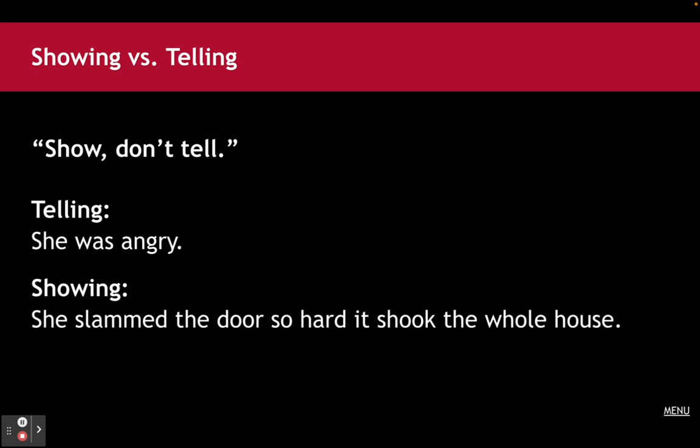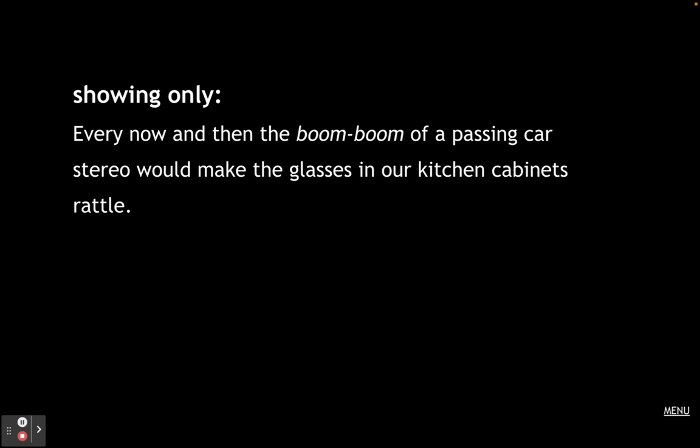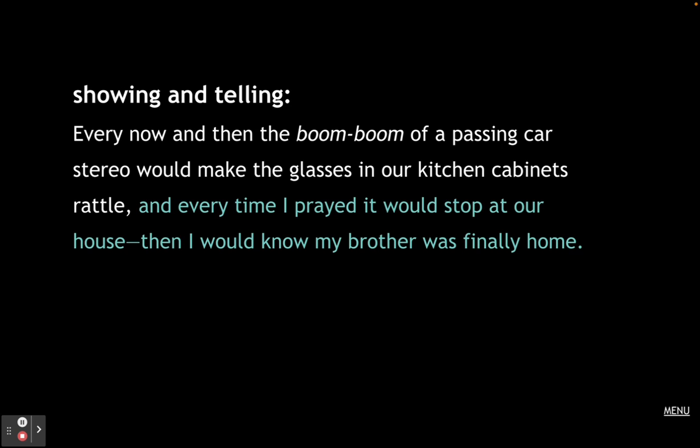Showing versus telling. So in writing, they often say show, don't tell. Telling would be saying she was angry. Showing would be saying she slammed the door so hard it shook the whole house. So you're using more description in that second example. You could also show and tell. Showing only is the part about the passing car we heard earlier. And then if you added, "and every time I prayed it would stop at our house, then I would know my brother was finally home," so you're telling sort of the significance of that sensory detail.